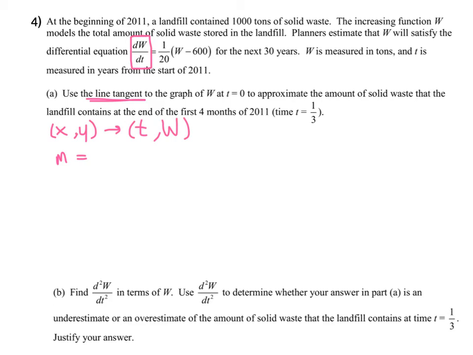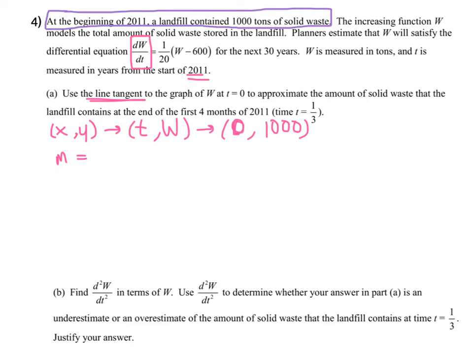They wanted us to write the line tangent to the graph of W at t equals 0. So I know that my time is 0. And what is the W? What is the amount of landfill when time is 0? Remember, when time is 0, that's 2011. If you read the very first sentence, it says at the beginning of 2011, the landfill contained 1,000 tons of solid waste. So the amount of waste in year 0, which is 2011, is 1,000. That's my y value, if you will, of that point.